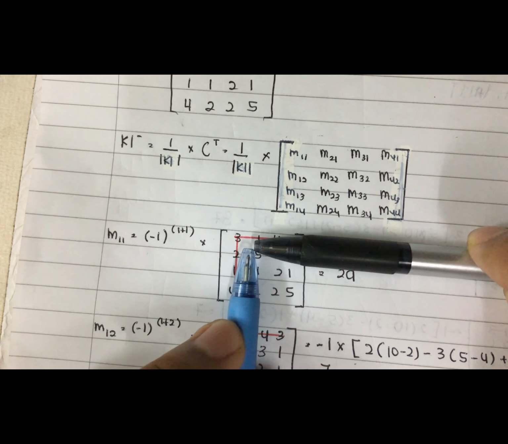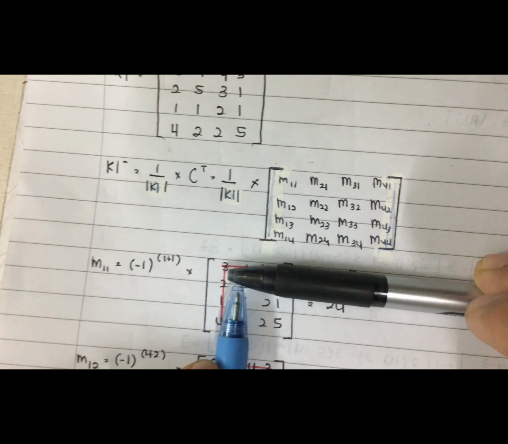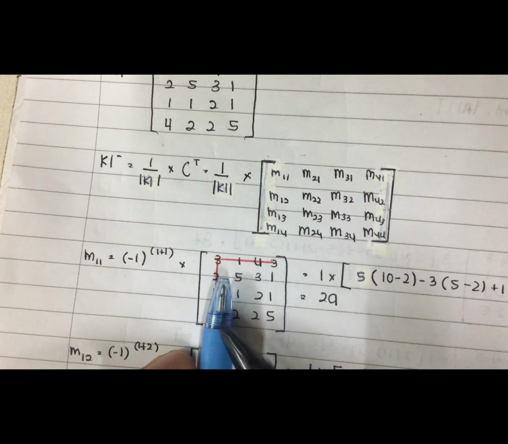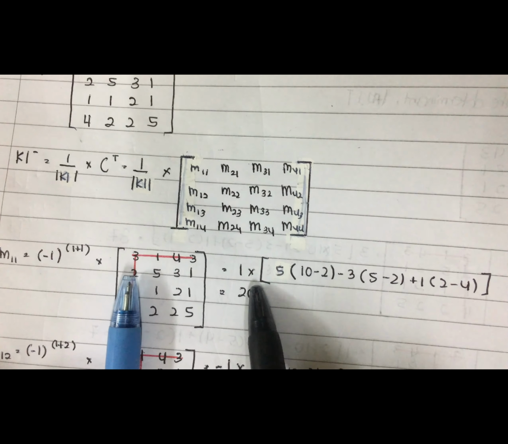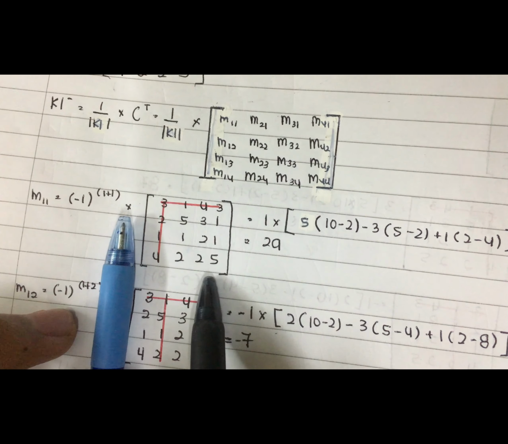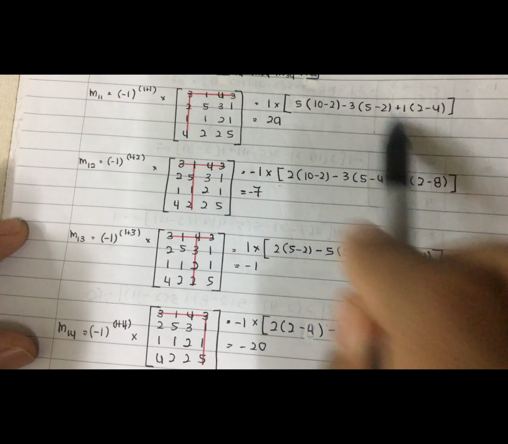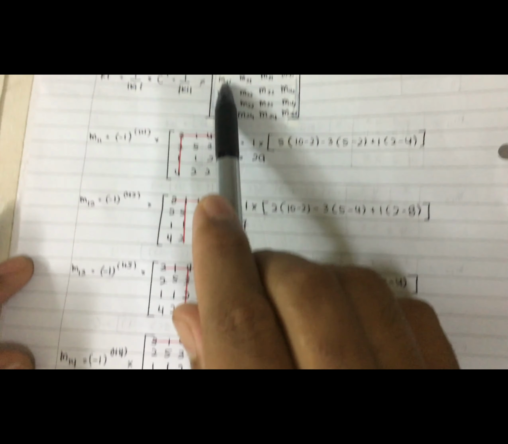Hence, once we cut it off, we do this, which is the same as the way we find the determinant. So 5 is the upper part, and then 2 times 5 is 10, minus 1 times 2, equal to 2. So we will shape it into 1 times big bracket 5 times 10 minus 2. And eventually we will get 29 as our answer for minor 1,1. We are going to repeat this whole process until we complete all of the minors.